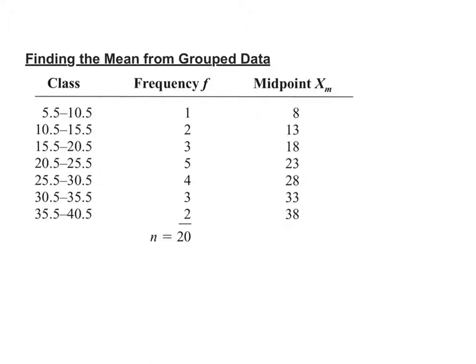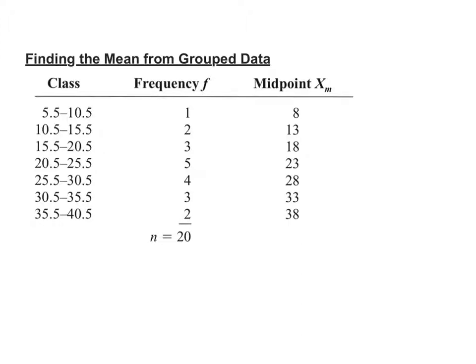So here's why the midpoints are important. Since we don't actually know the data, what we're going to do is pretend that the data are the midpoints. So we're going to pretend that there's 1 8 in the data set. We're going to pretend that there's 2 13s. We're going to pretend that there's 3 18s and so on. That the midpoints actually represent the data. So when I add up all the data, the quote-unquote data, to find the sum of all the data in order to help me find the mean, what we're going to do is use the midpoints.